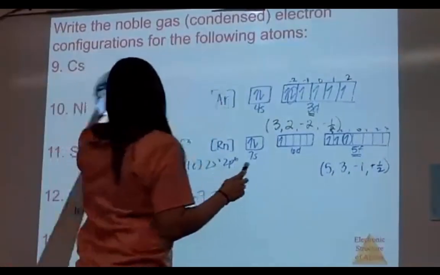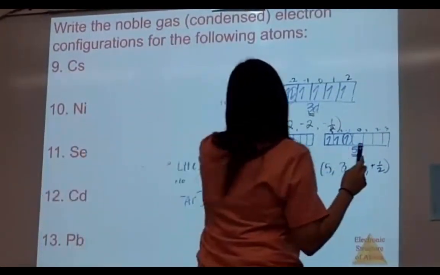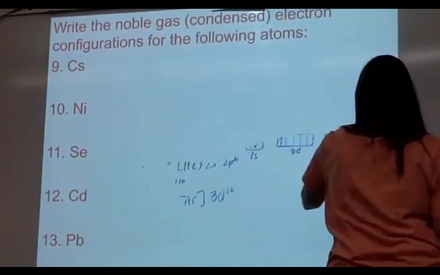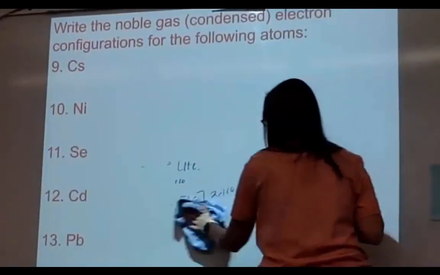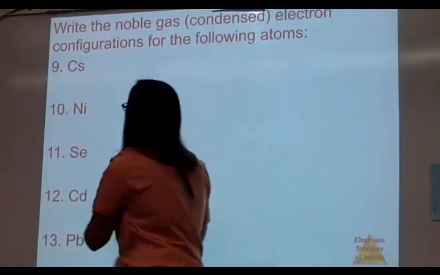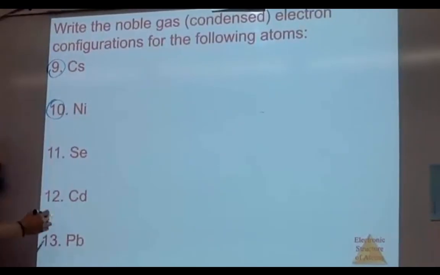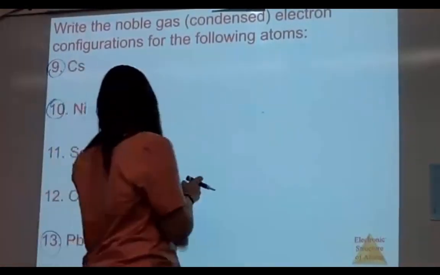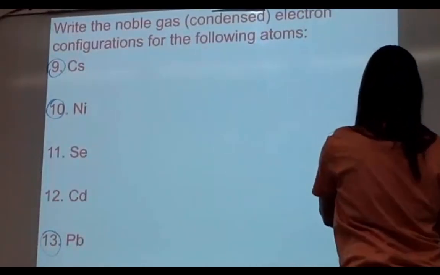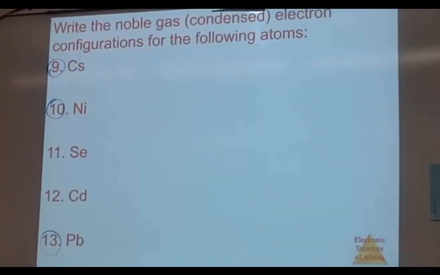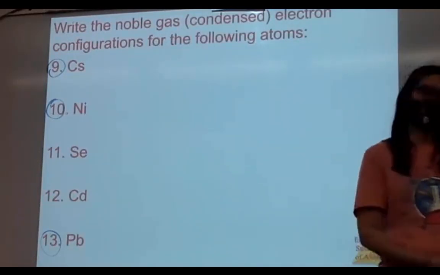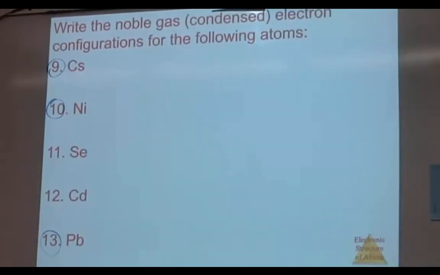So cesium, nickel, and lead. I said to write the noble gas configuration, so that means you need to have the shorthand configuration. So again, we're going to do 9, 10, and 13: cesium, nickel, and lead. All you're doing is the configuration. You don't need the orbital diagram, you don't need quantum numbers, just the noble gas or condensed or shorthand configuration. And these are all neutral, right? They're not ions, they're just neutral.